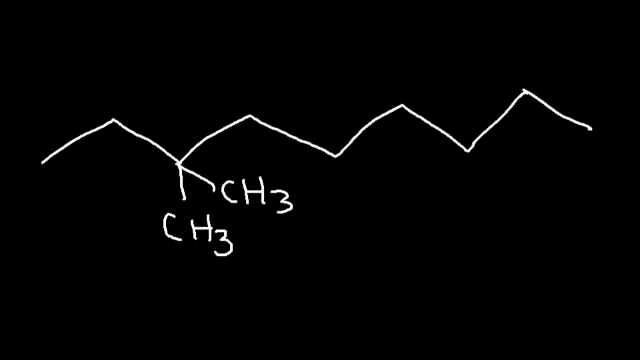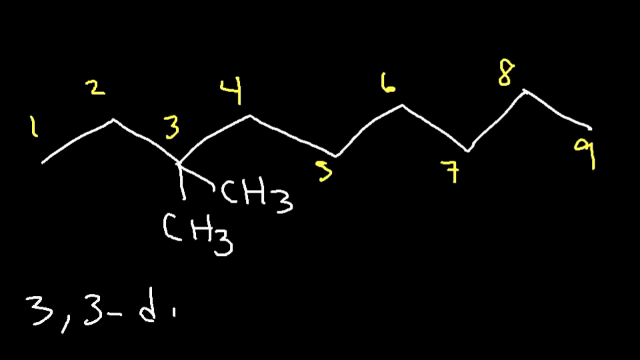Go ahead and name that particular example. So always find the longest chain. And this time, there's 9 carbons, so that's nonane. And we have 2 methyls on carbon 3. So this is going to be 3,3-dimethylnonane.